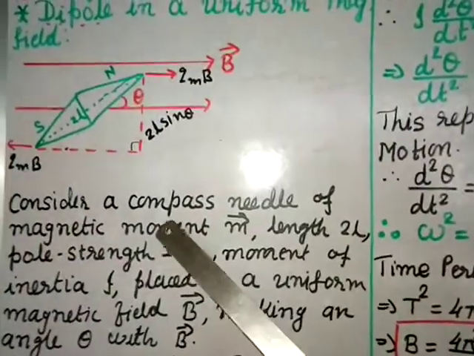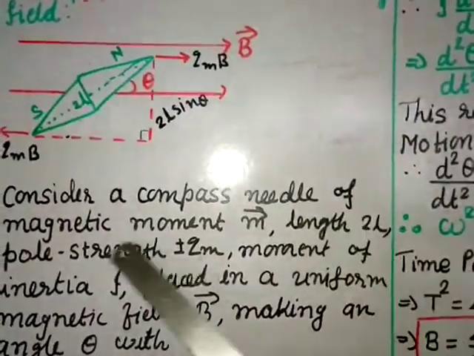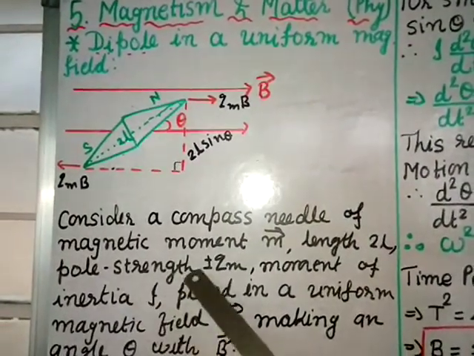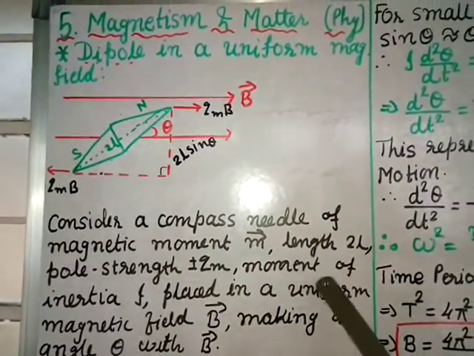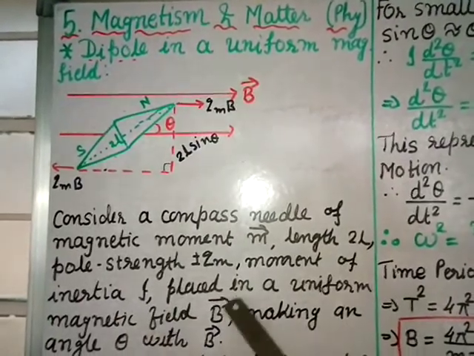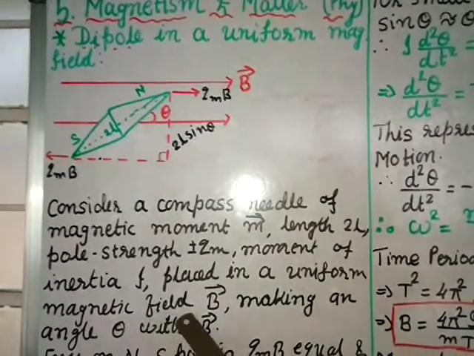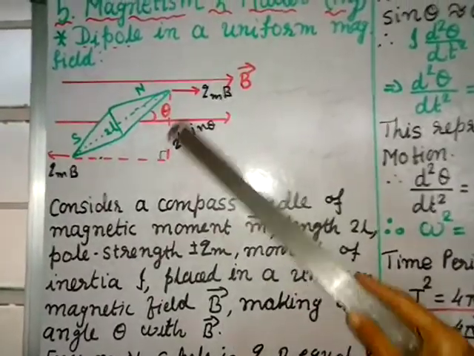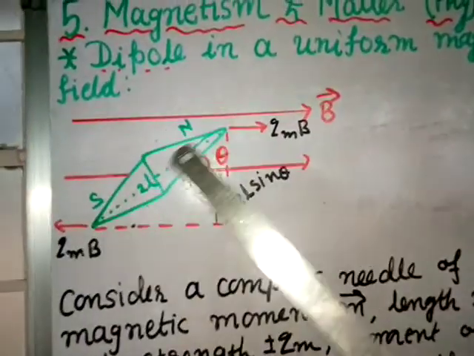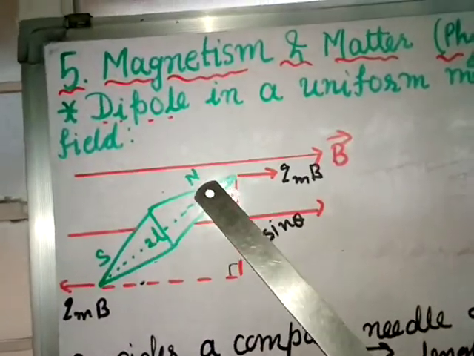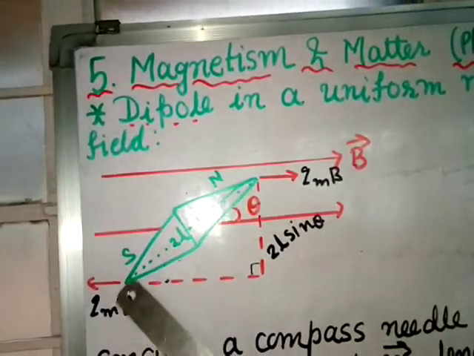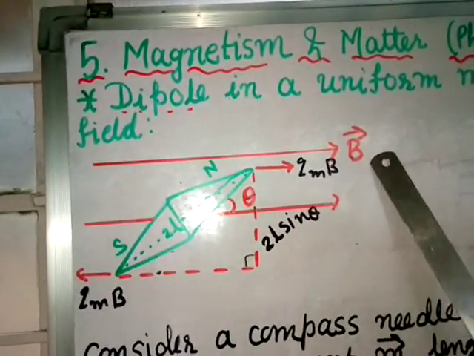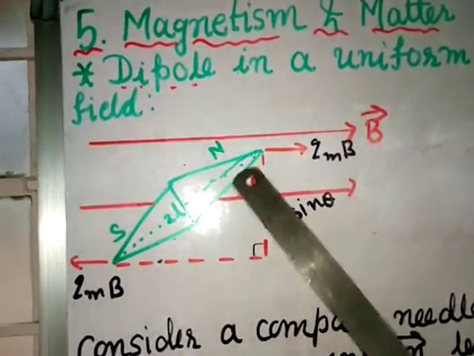Consider a compass needle of magnetic moment m, length 2L, poles plus or minus qm, moment of inertia I, placed in a uniform magnetic field B, making an angle theta with B. You can see in the figure there is a needle, the north pole is plus qm and the south pole is minus qm. It is placed in a uniform magnetic field B, making some angle theta.